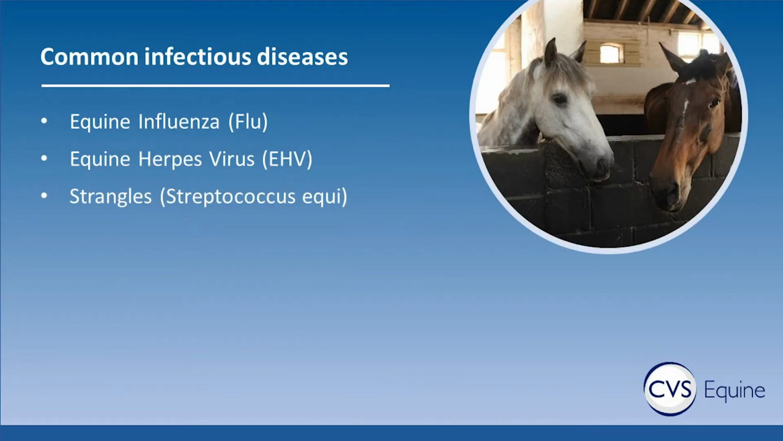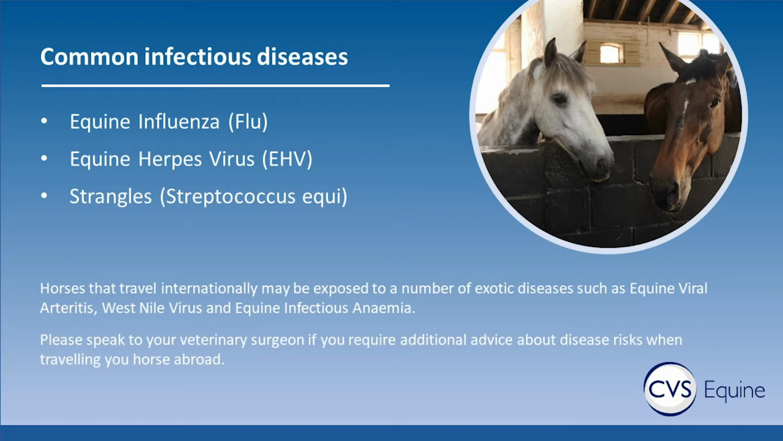The most common highly infectious diseases in the UK are flu or equine influenza, EHV or equine herpes virus, and strangles. Although these are the most common highly infectious diseases within the UK, we need to take into consideration that when traveling abroad with a horse, all the diseases need to be considered. Speak to your veterinary surgeon about your plans for traveling abroad with your horse in order to get the best advice on how to prevent them and the vaccinations required to do so.